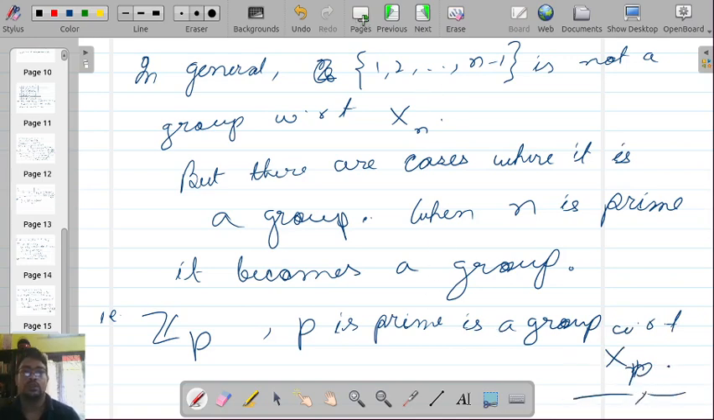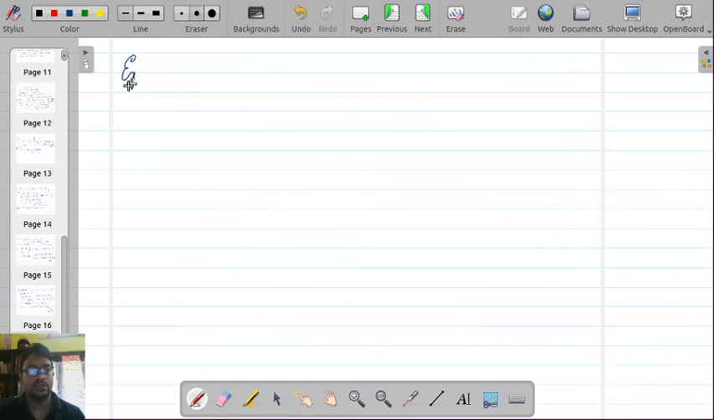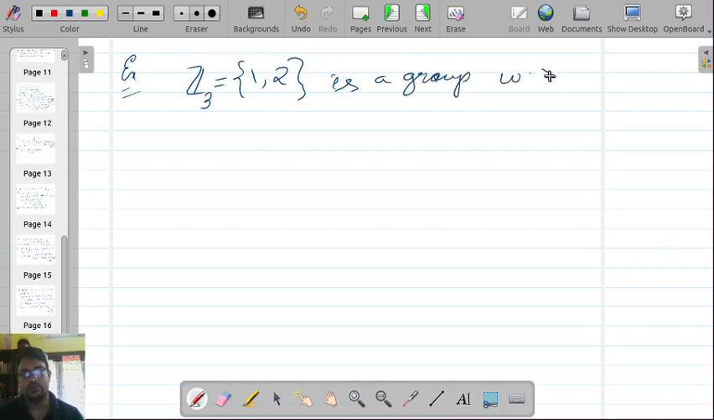For example, try this exercise. Z3 equal to {1, 2}. Unfortunately the same notation is used for both, so the operation matters actually. This is a group with respect to multiplication modulo 3. You can try it this way.